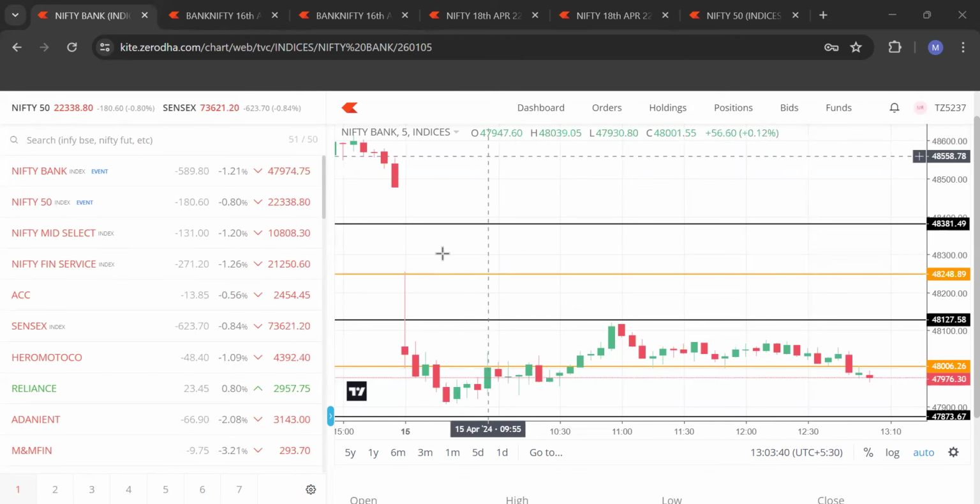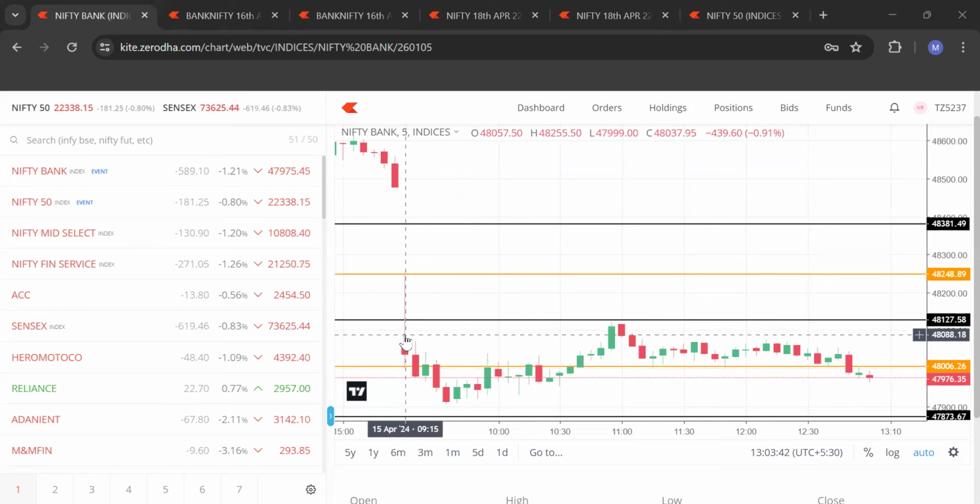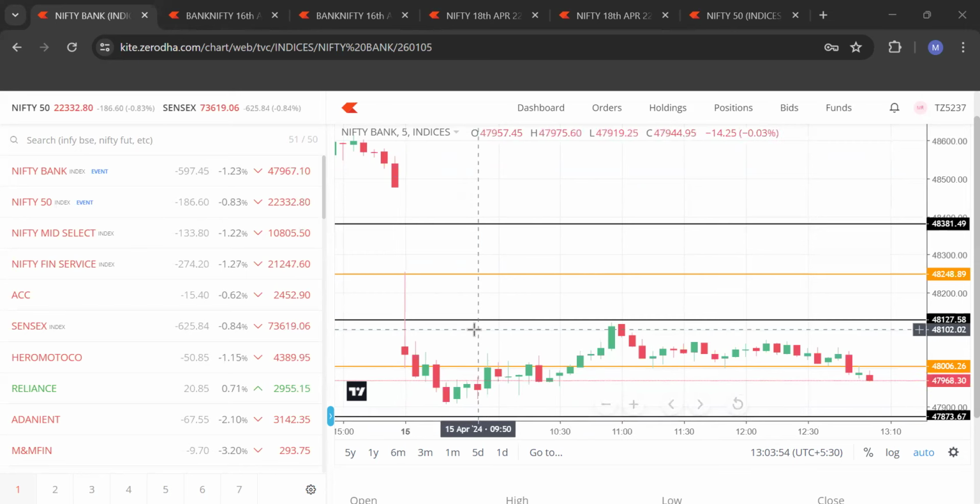Now this is Nifty Bank. We see the first 5 minute candle. The low of the first 5 minute candle, 47,999, minus 0.2611%, that is 47,873.67. Draw a black line. Then the first 5 minute candle high, 48,255.5, plus 0.2611%, so you get 48,381.49. You draw a black line.